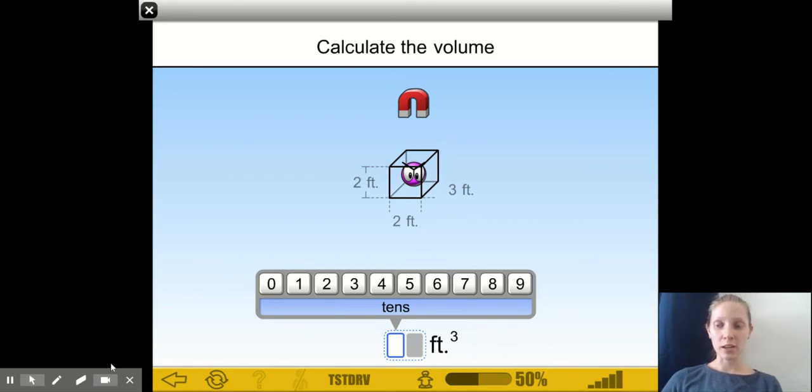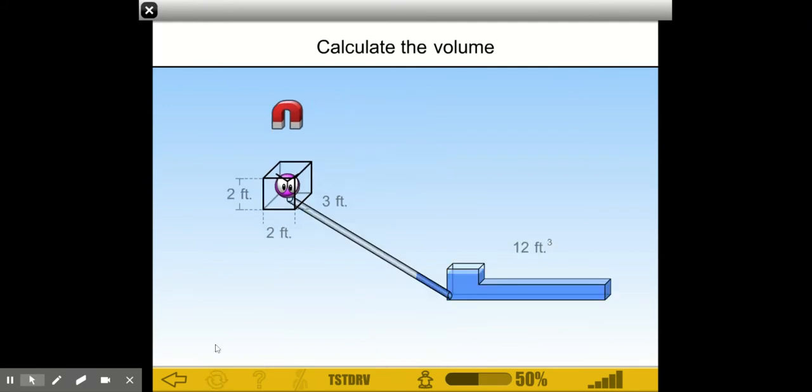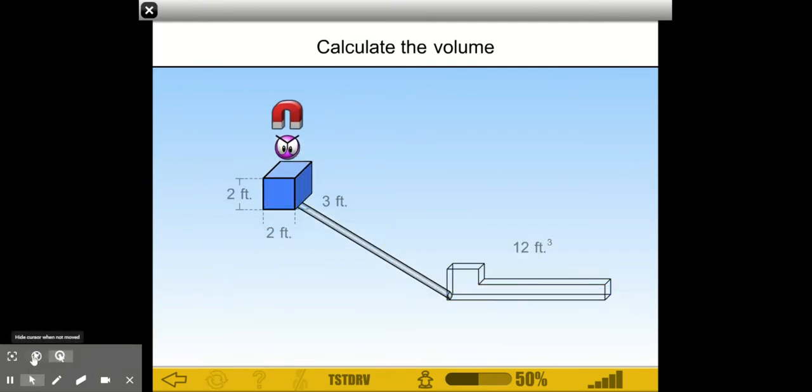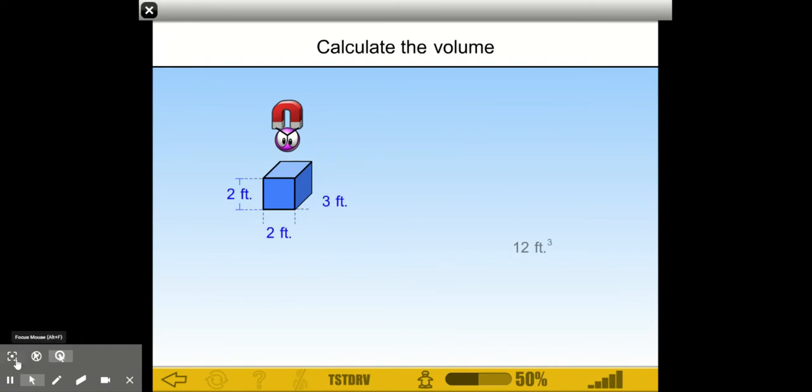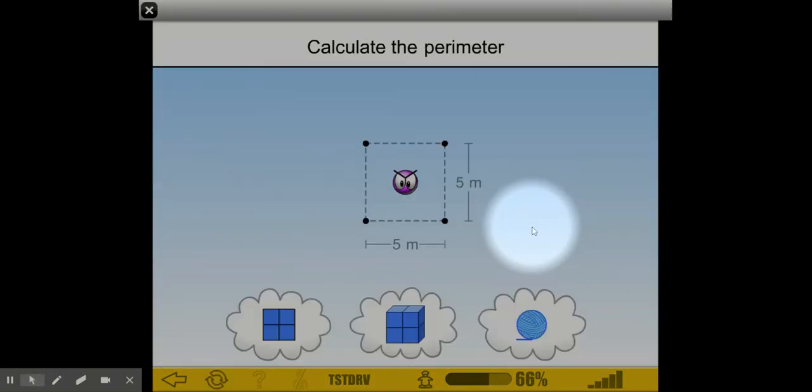Multiplying all three dimensions, we get 2 times 2, which is 4. 4 times 3 gives us 12. So 12 feet cubed would be that answer.